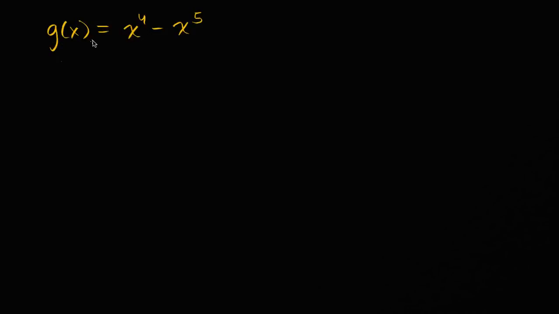So we have g of x being equal to x to the fourth minus x to the fifth. And what we want to do, without having to graph g, is figure out at what x values does g have a relative maximum. And just to remind us what's going on at a relative maximum, let me draw a hypothetical function right over here.